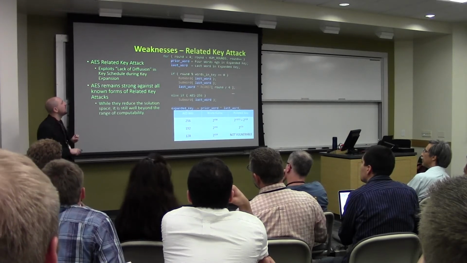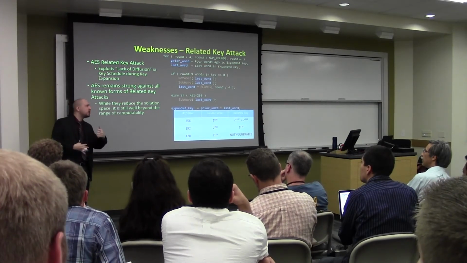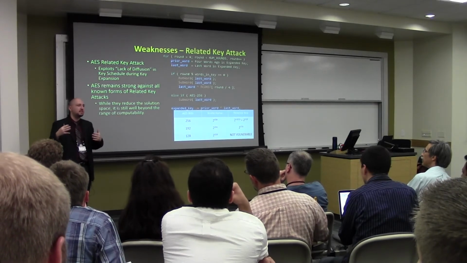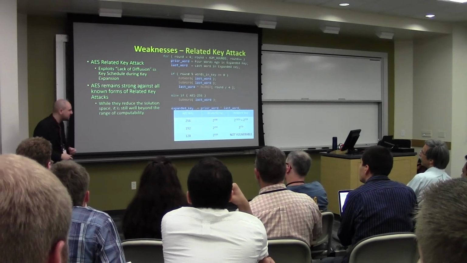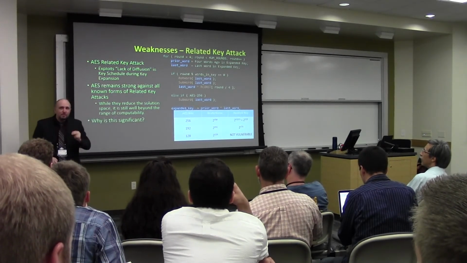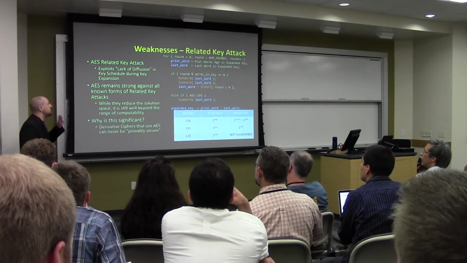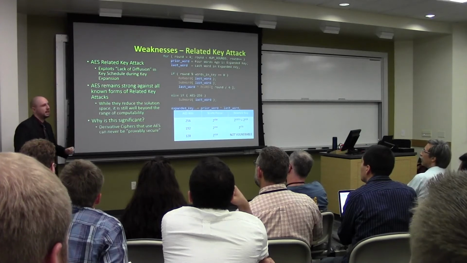And for this attack to work, you have to have several keys generated by the same person who share some sort of commonality. Maybe they use the same seed to generate them. You know, so the circumstances are pretty outrageous. However, because of this fact, there's a problem with AES. And the problem is that derivative ciphers that use AES can never be provably secure.